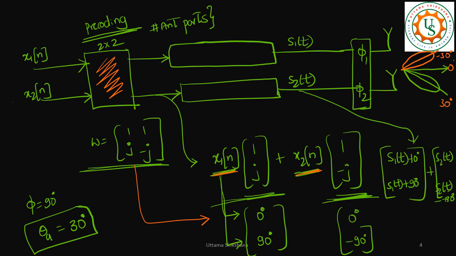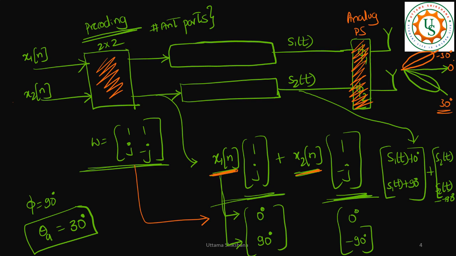But see here, we have not used any analog phase shifters. Here this is not used. Okay, so I had given just the precoding matrix. From the precoding matrix in the digital domain, to the vector x1 of n it is equivalent to giving 0 and 90 degree, and hence the beam from the antenna is formed along a 30 degree direction. Okay, so I hope you got this clarity.